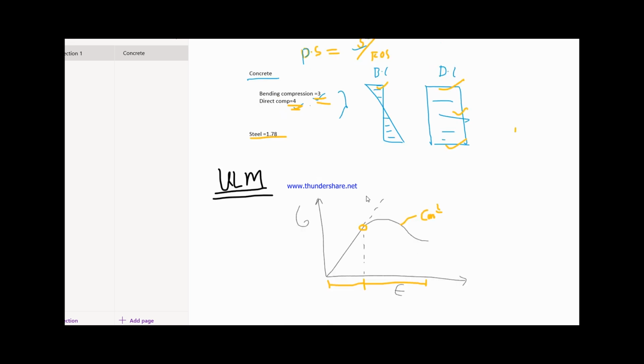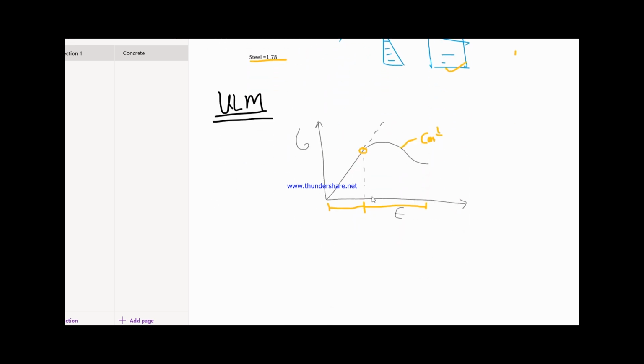So in case of WSM, we are using the strength of concrete up to this point, but in case of the ultimate load method, we are using the strength of concrete up to the breaking point. Okay, so that is my first assumption.